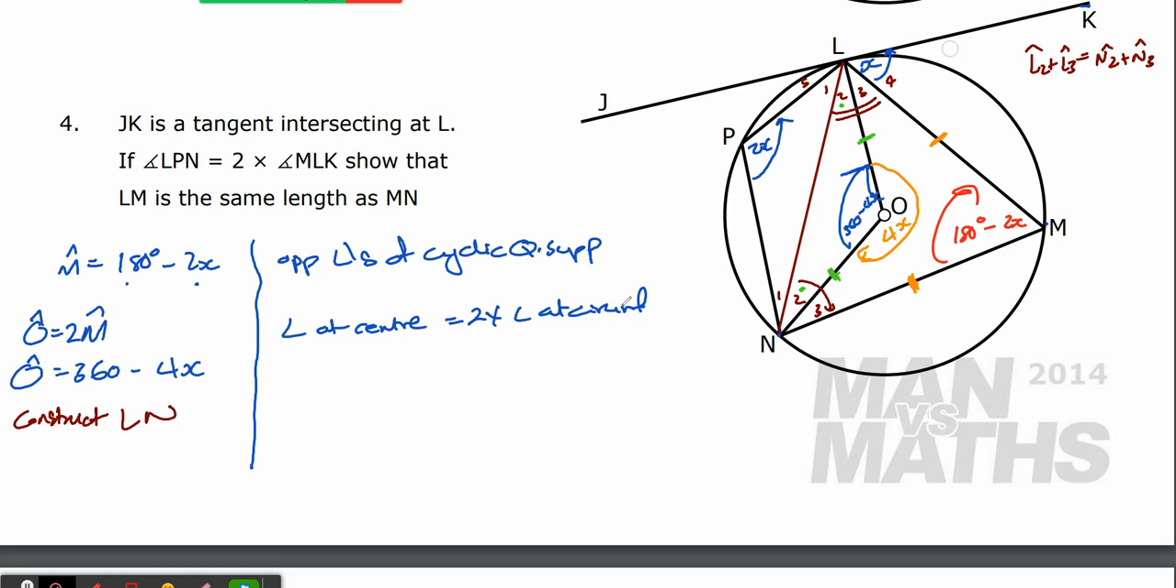So already I can see L2 is equal to N2. Let me write that one down. L2 is equal to N2 because of radii, and angles opposite equal sides are base angles of an isosceles triangle. Those two angles over there are equal. So I've got to prove now that L3 is equal to N3 somehow. Now, how do I do that?